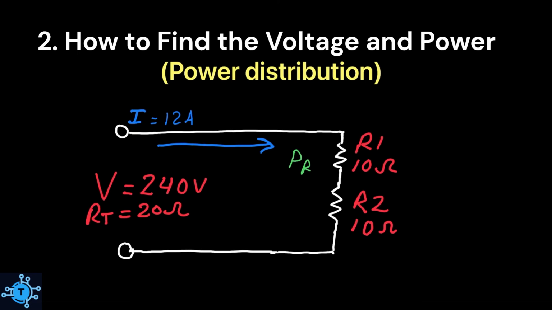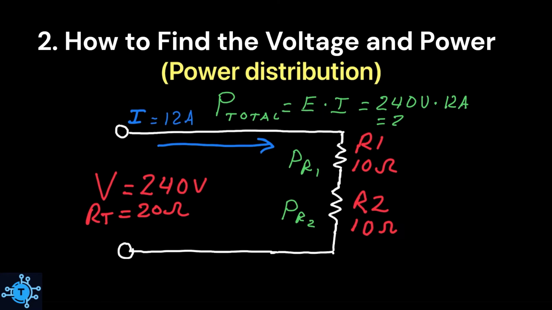Another aspect is that the loads distribute the power in a way that is also proportional to their respective resistances, but the total power absorbed by the loads is equal to the total power delivered to the circuit. In our example, the total power delivered to the circuit per the power equation is P equals E times I, where E is voltage and I is current. And that is equal to 240 volts times 12 amps, or 2,880 watts.